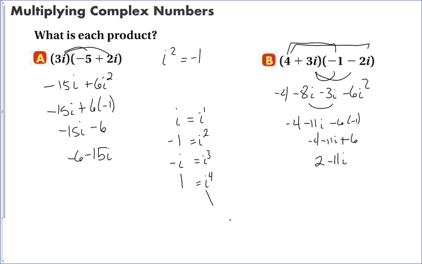All right, if you remember this chart when you're doing complex numbers, you'll be able to easily and quickly simplify when you have I raised to an exponent. Because I cubed, you'd need to replace it with a negative I, I to the fourth, you'd need to replace it with 1. Things like that, all right? So make sure you write that down.